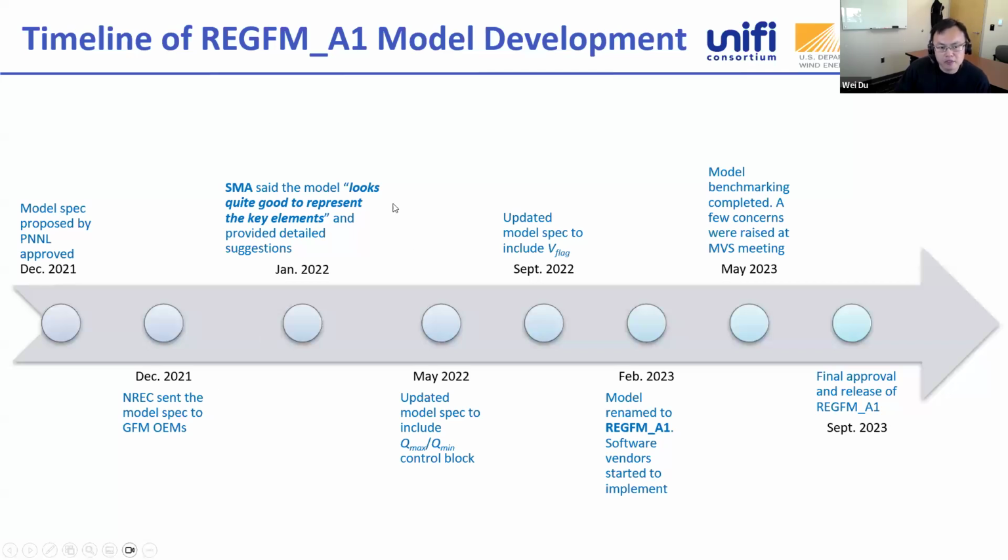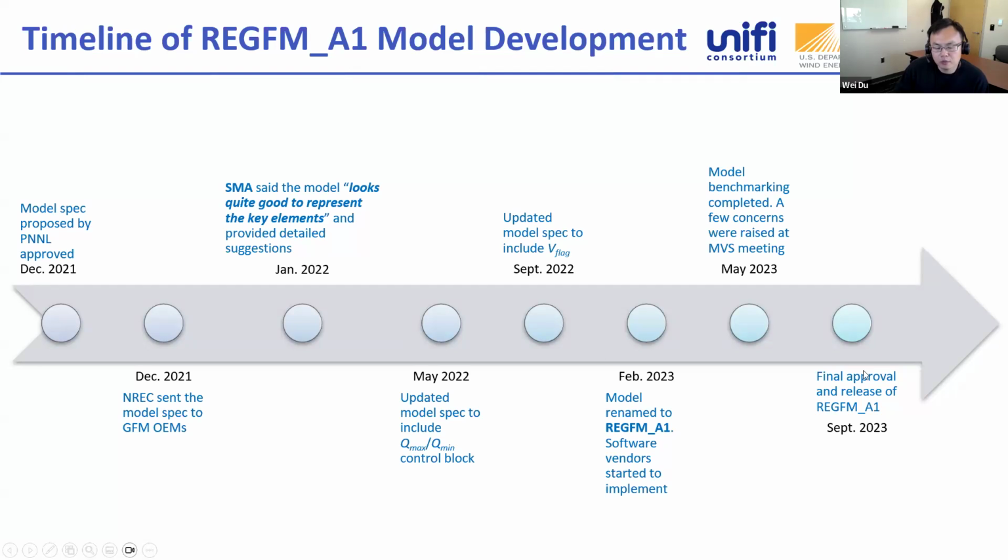And then after that, NERC sent this model specification to several grid forming manufacturers. SMA actually is the first manufacturer who provided comments on this model. We appreciate their support. They said the model looks quite good to represent the key elements, and they also provided some detailed suggestions. When we received their suggestions, we carefully reviewed them, and we think their suggestions are very reasonable, so we included them in the updated version of the model specification. And finally, we worked with all the software vendors to implement and benchmark this model, and finally got approval for this model in September 2023.